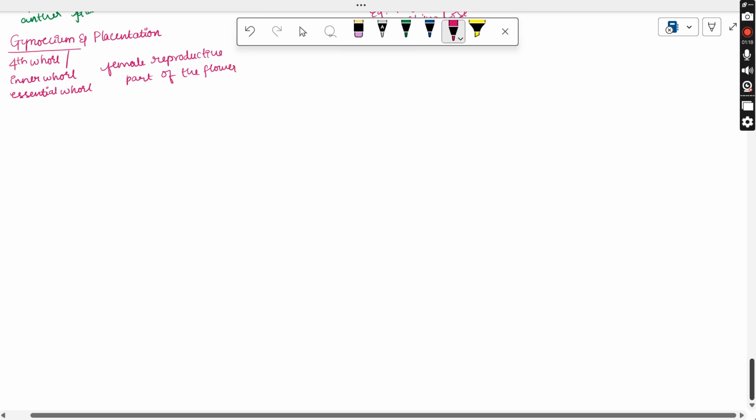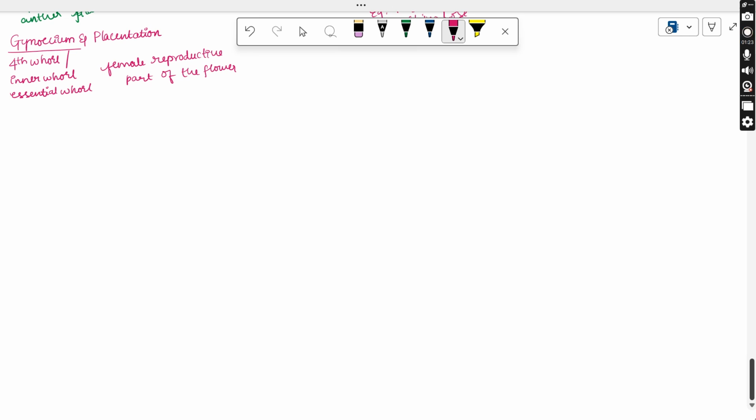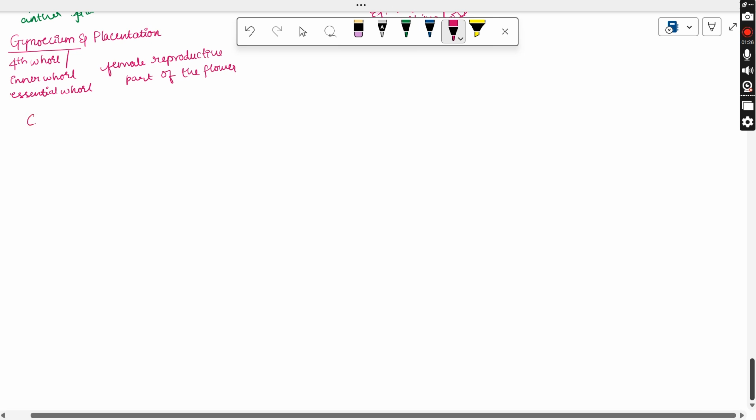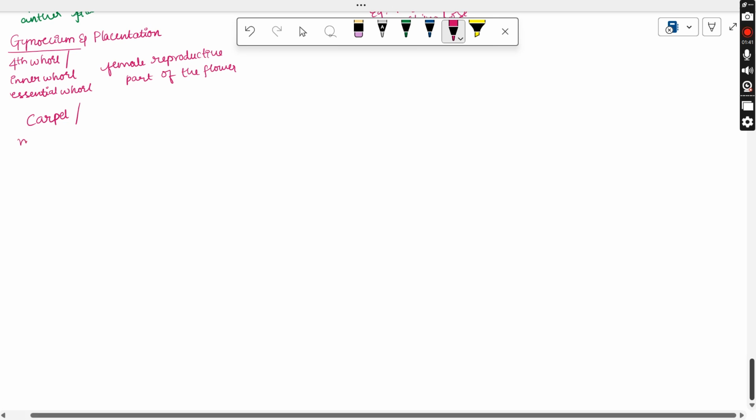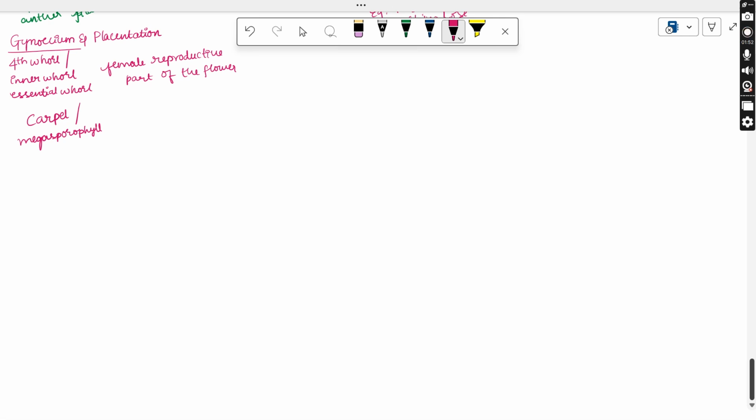Now, this gynoecium also has individual members. I think you heard the term carpel. So the individual members of this gynoecium we call a carpel, as we have the stamen over there. So the stamen is the individual structure of the androecium or the male part, and the individual structure of the gynoecium we call a carpel. Those are the microsporophylls. These are the megasporophylls, because they produce structures which are larger in size when compared to the size of the male gametes. So that's why the megasporophyll.